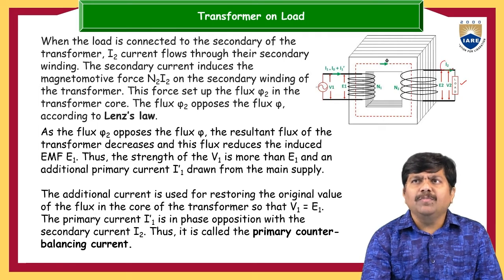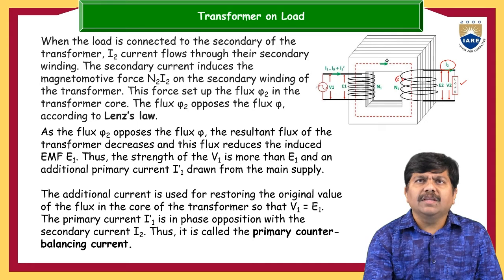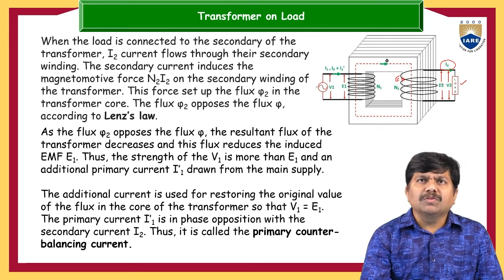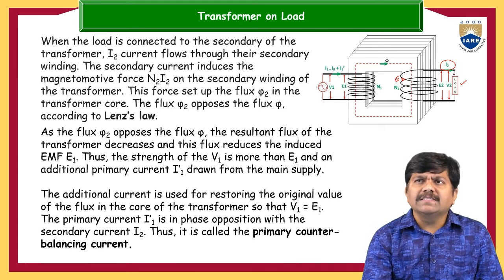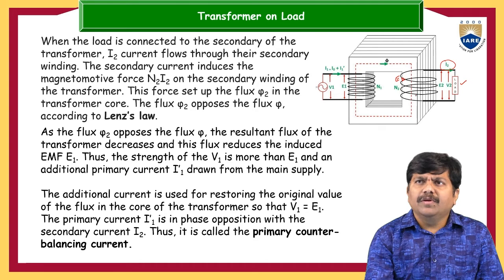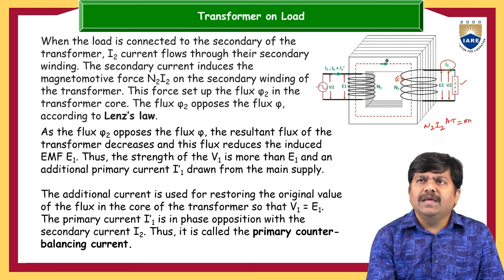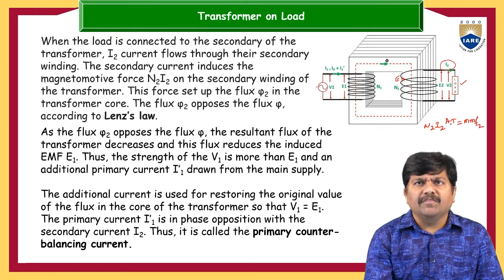Once this load is connected, immediately this I2 will be established because of the induced EMF in the secondary winding, that is E2. So I2 current flows through the secondary winding. The secondary current induces the magnetomotive force. Whenever this I2 current flows through the secondary winding, there will be a magnetomotive force. This many ampere turns will be there in the MMF of the secondary winding.